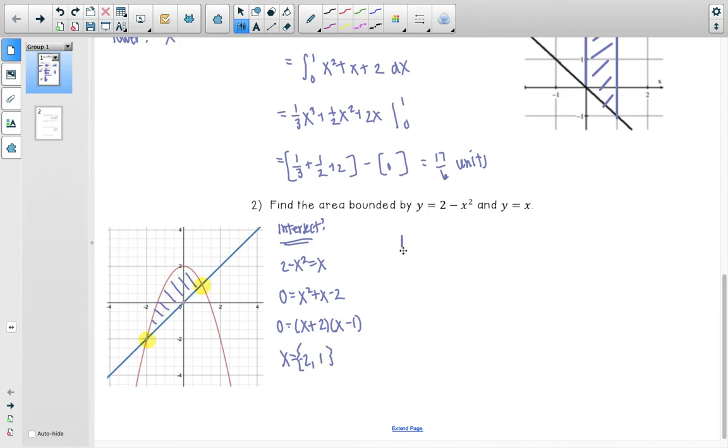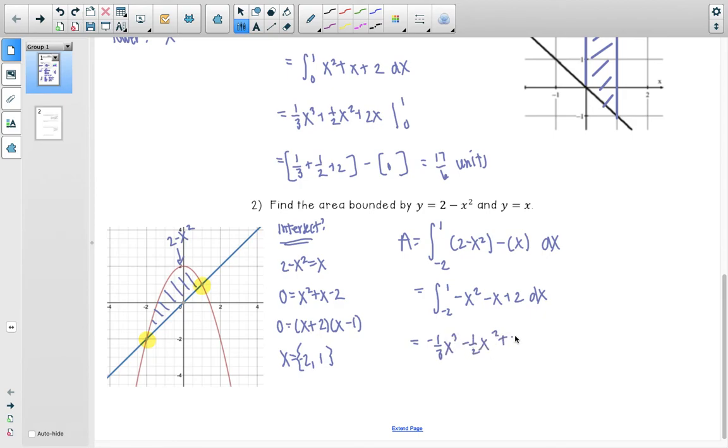Okay, so how do you find the area? Well, we're bounded from the leftmost value of -2 to the rightmost value of 1. The top function is 2 minus x squared. We should know that. So we do 2 minus x squared minus x dx. That gets us the integral from -2 to 1. I'm going to rewrite this in standard form: -x squared minus x plus 2 dx. And then you just integrate. So you get -1/3 x cubed, -1/2 x squared, plus 2x, from -2 to 1.